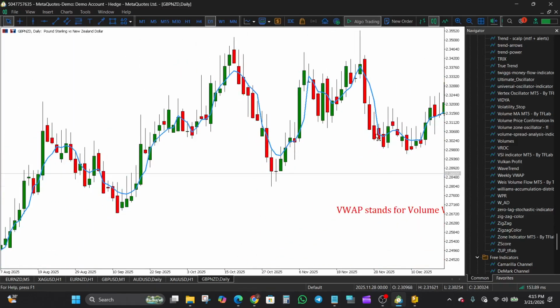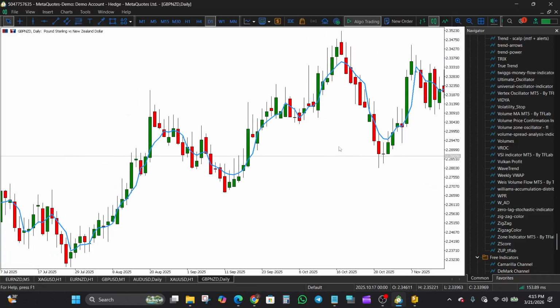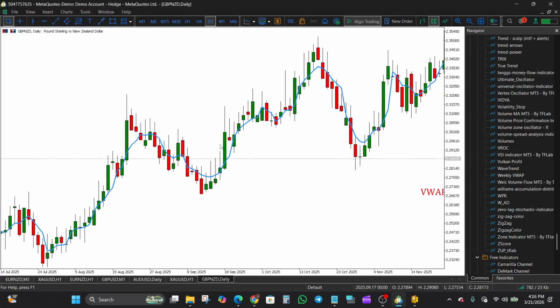Traders look for price to interact with the VWAP and then watch for confirmation signals. One common approach is mean reversion. If price moves far away from VWAP, traders expect it to return toward the average. Another approach is trend continuation. If price stays above the VWAP and keeps respecting it, traders look for buying opportunities on pullbacks.